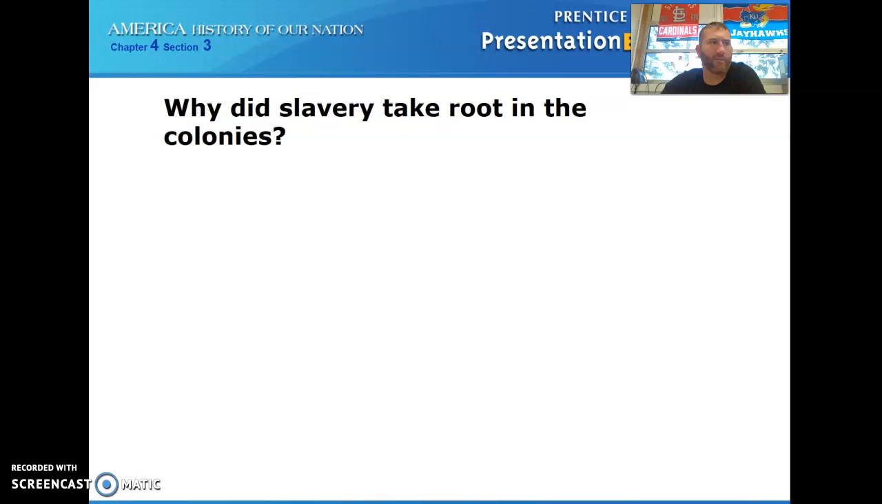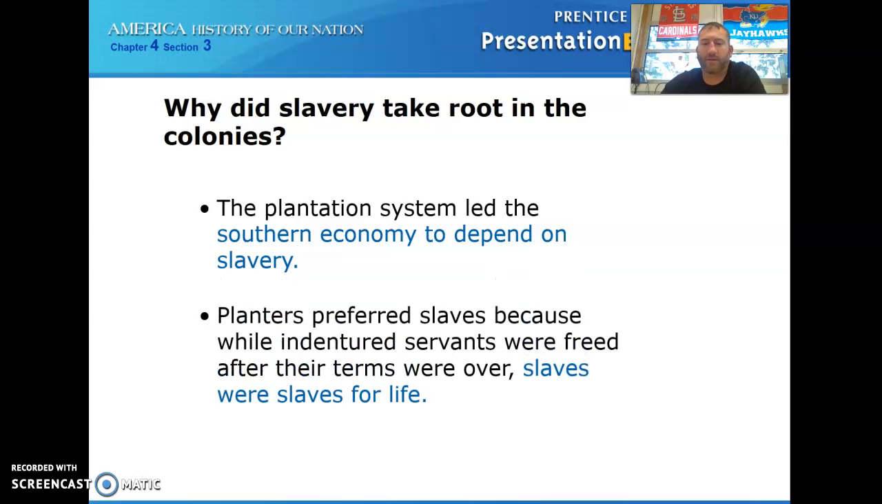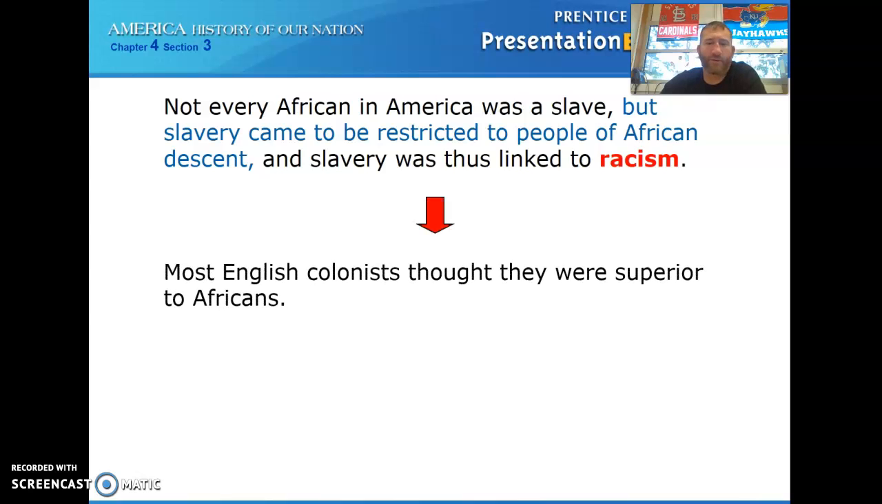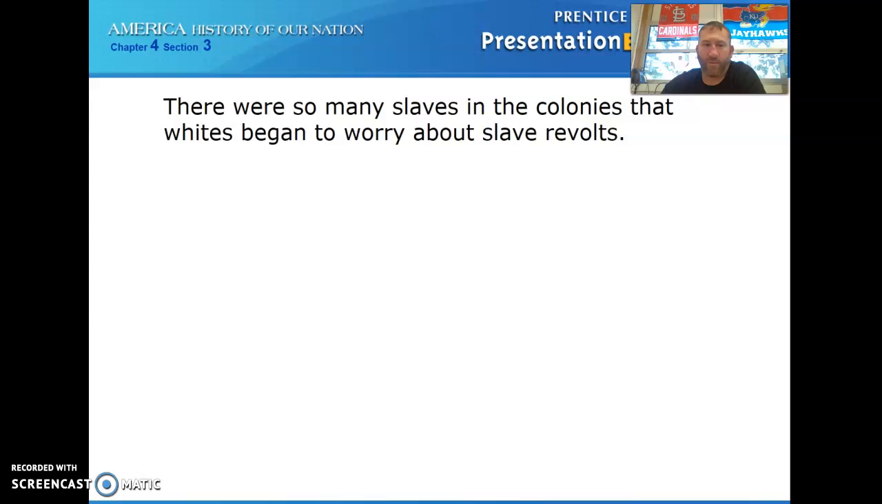Why did slavery take root in the colonies? The plantation system led the Southern economy to depend on slavery. Planters preferred slaves because while indentured servants were freed after their terms were over, slaves were slaves for life. Not every African in America was a slave, but slavery came to be restricted to people of African descent. Slavery was then linked to racism. Most English colonists thought that they were superior to Africans, and they thought it was their duty to convert Africans to Christianity and European ways.